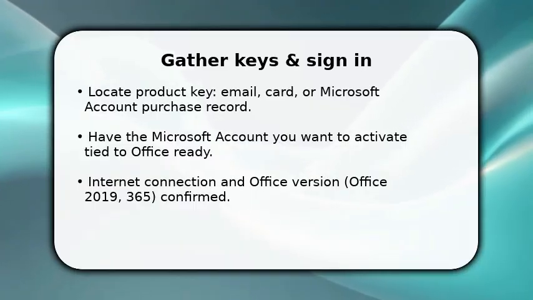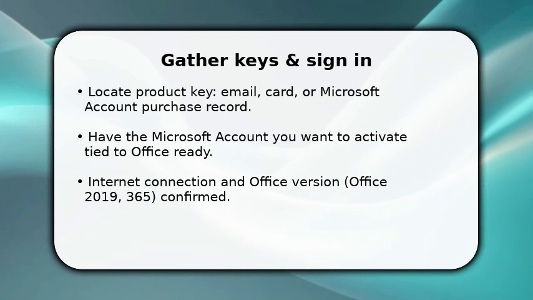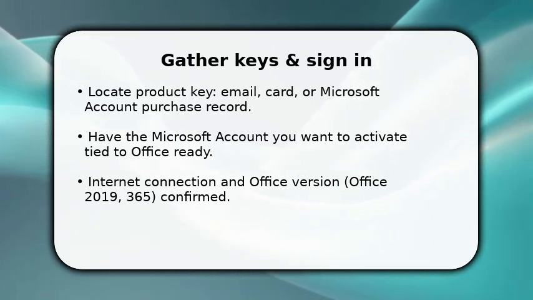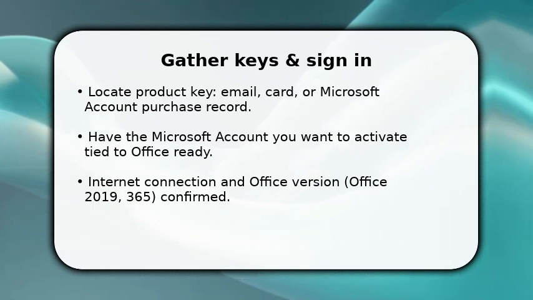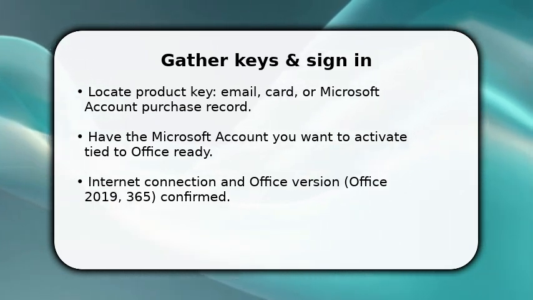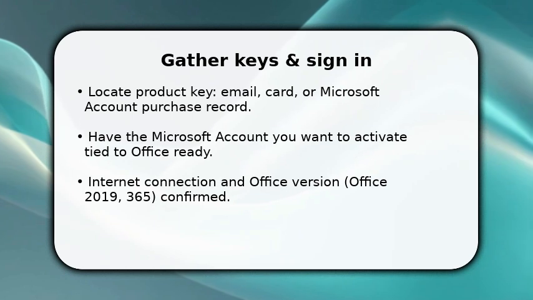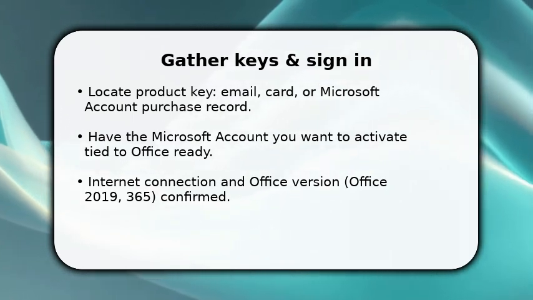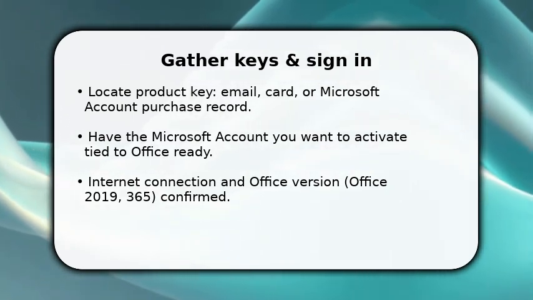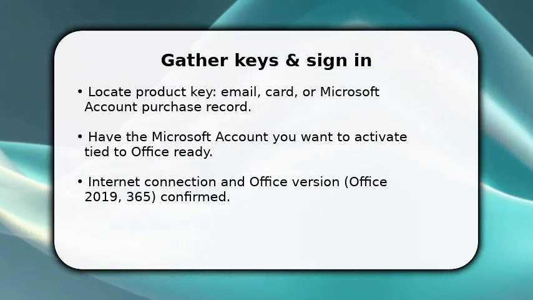You begin by locating the product key and signing in so activation ties to your Microsoft account. If you bought a digital copy, check the purchase email. If physical, find the 25-character key. Once signed in, open any Office app so the software can detect your account. This reduces errors because activation locks the license to your account rather than a machine.